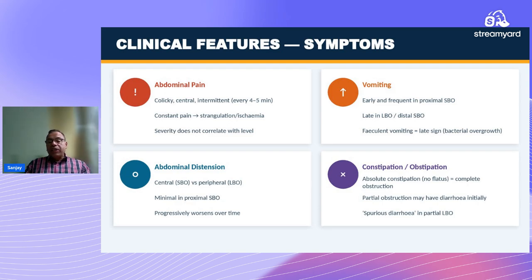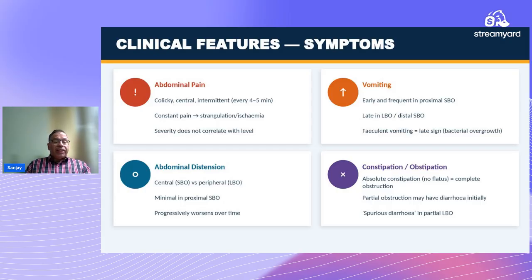And of course, the patient has constipation or obstipation. Obstipation is absolute constipation. That means no stools and flatus are passed, which would signify a complete intestinal obstruction. Partial obstruction may have some diarrhea initially.